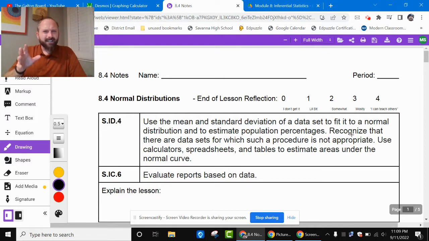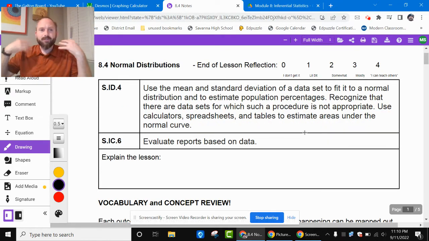Do you still not get it? Or number 4, can you teach others? Now, the specific standard we're going to dive into today, or tomorrow if you're watching two parts of this video, is to use the mean and standard deviation of a data set to fit it to a normal distribution and to estimate population percentages. All right, let's skip the rest of that and go on to the next part.